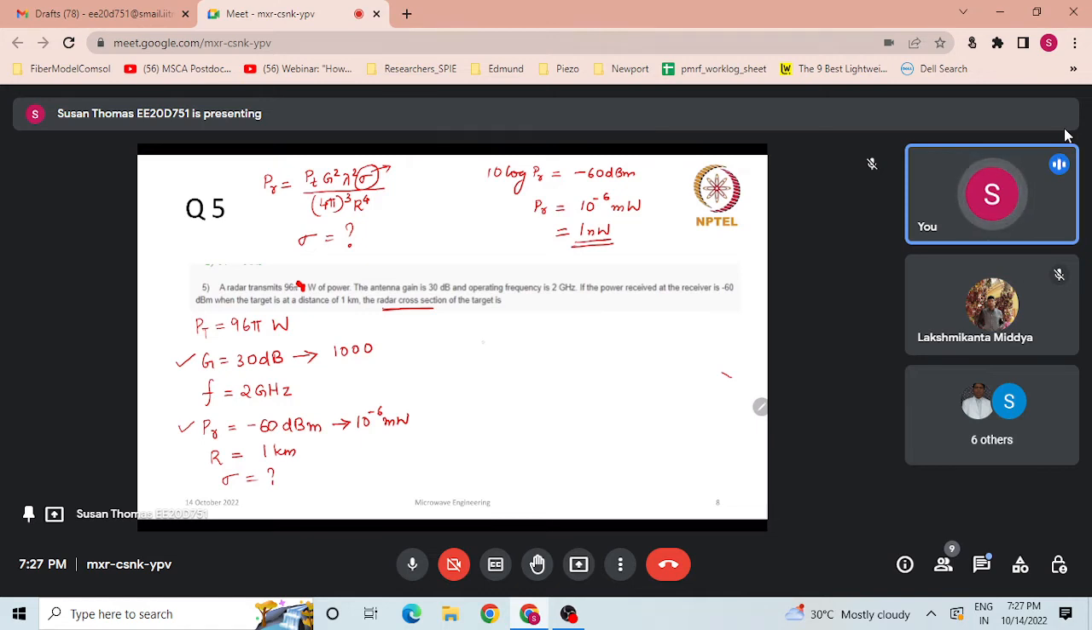So let us try to solve this question. How do we calculate sigma? PR into 4 pi the whole cube R raised to 4 divided by PT G square lambda square. Lambda will be C by F. C is 3 into 10 power 8 divided by 2 into 10 power 9, which will be 3 by 2, 1.5, divided by 10 will be 0.15.